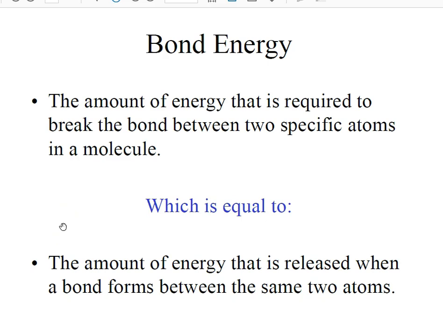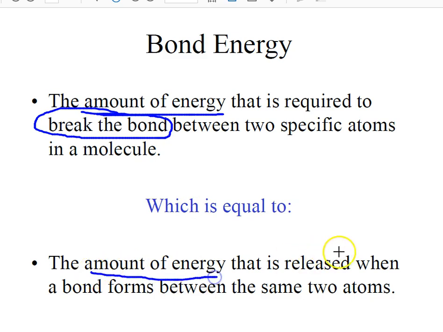So bond energy, the definition, is the amount of energy required to break the bond. But that would also be equal to the amount of energy released when that same bond forms. Okay, so keys here. Amount of energy required to break the bond. Also, amount of energy released when bond forms. Okay, so make sure you know that distinction. It doesn't require energy to form a bond, it requires energy to break a bond. And we release energy when we form the bond.